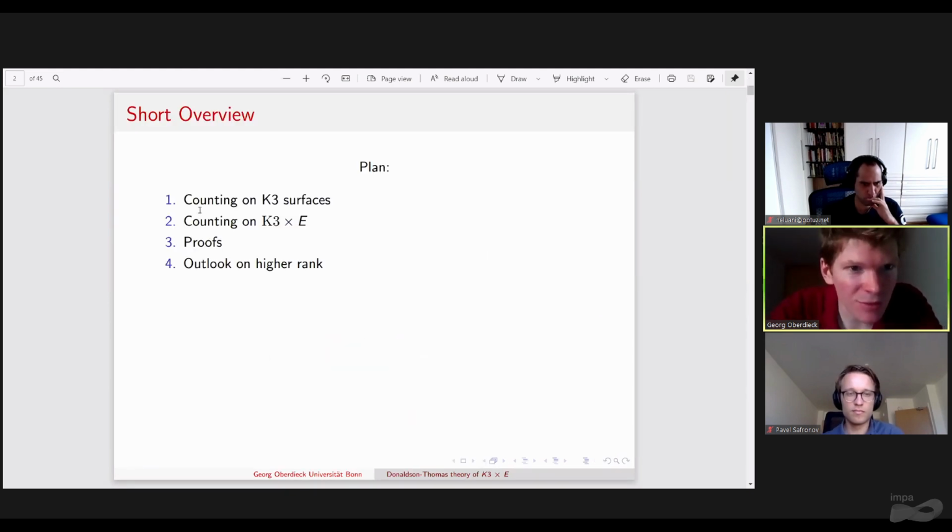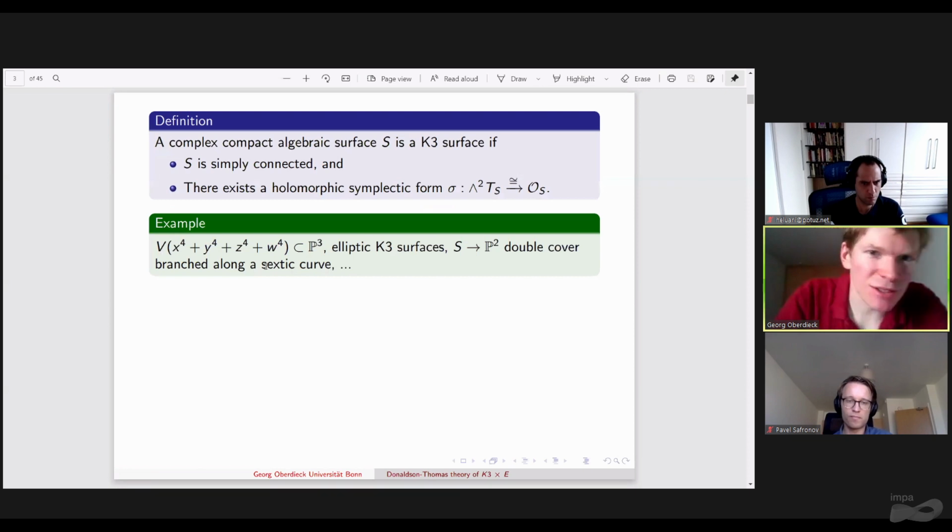First I will start with counting on K3 surfaces, in particular counting sheaves, which in physical terms are probably D-branes on these K3 surfaces. Then I will come to K3 cross an elliptic curve, state the new result, then the proof, and then also give an outlook on the higher rank case. So let me start with the definition, just to bring everybody on board.